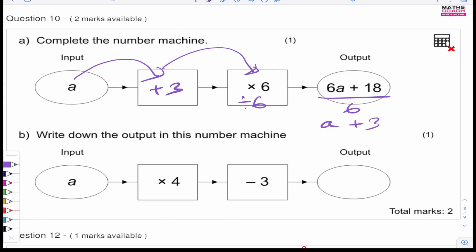B, write down the output in this number machine. So a goes in here, so you times by 4. Let's write that down. Times by 4 is simply writing 4a, and then you minus 3. So 4a minus 3.